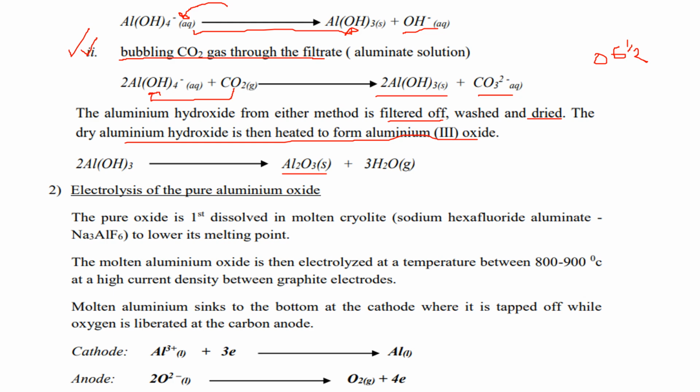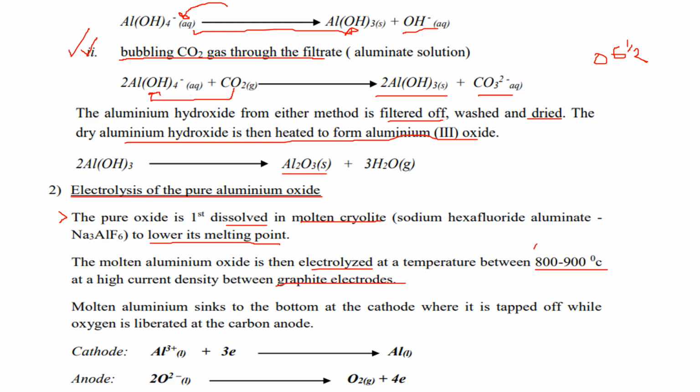So number 2, we are saying that electrolysis of pure aluminium oxide, and we are saying that the pure oxide is first dissolved in molten cryolite. Why are we dissolving it in molten cryolite? We are doing so as to lower its melting point. And we are saying that the molten aluminium oxide is then electrolyzed at a temperature between 800 to 900 degrees Celsius between graphite electrodes.